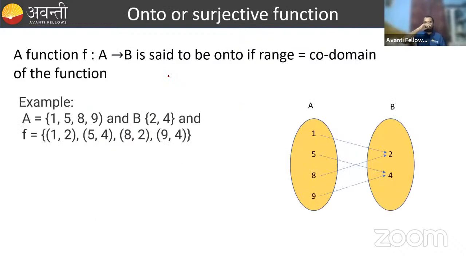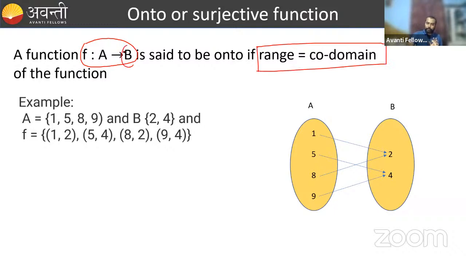Now, what is an onto function? When a function f is mapping from A to B, it is said to be onto if the range is equal to the codomain. The codomain is given here as B. If you are getting the range set also as B, then we can say that the function is onto.